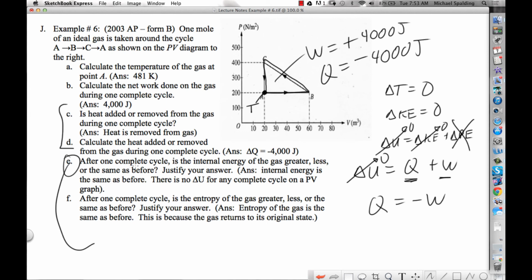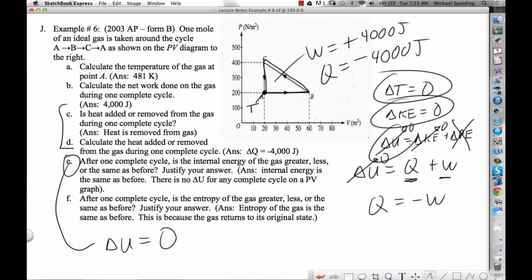After one complete cycle, oh, they're loving the one complete cycle here. After one complete cycle, is the internal energy of the gas greater, less, or the same? Easy, for one complete cycle, change of internal energy is what? 0 for this reason right here. For a complete cycle, change of temperature is 0, so change of kinetic is 0, which means change of internal energy is 0. And then part F here, you guys know what entropy is?